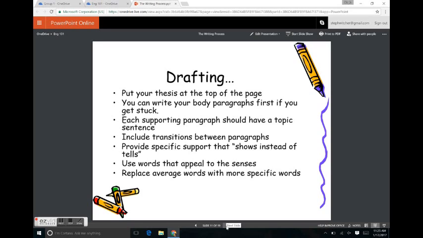If you're struggling with the introduction and conclusion, start with the body paragraphs. If you've spent some time pre-writing, you probably already have an idea of what you want to put in the body paragraphs. So start with those, and then come back to the introduction and conclusion.